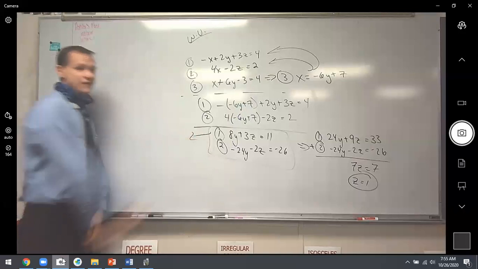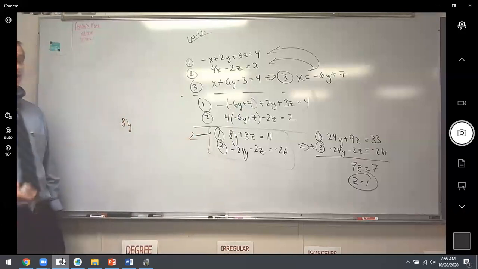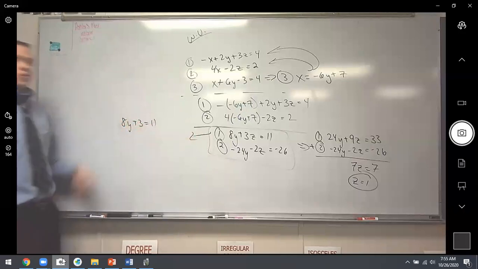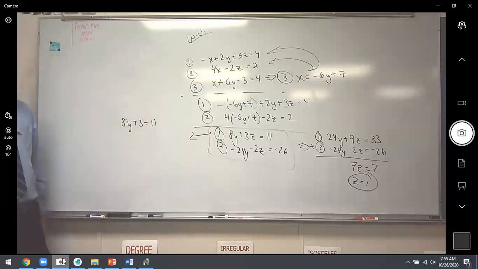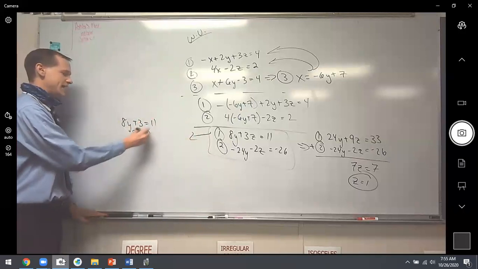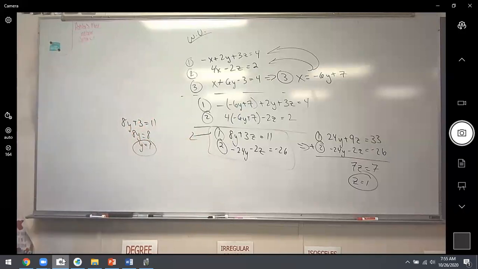So if I go to equation 1 again, that would be 8y plus 3z. Now z is 1. 3 times 1 is 3. So there's equation 1 after I went ahead and plugged in z is 1. Moving the 3 to the other side, we get 8y is 8. And dividing by 8, we get y is also 1. So z is 1 and y is 1. Isn't that nice? Only one thing left to find, the x.